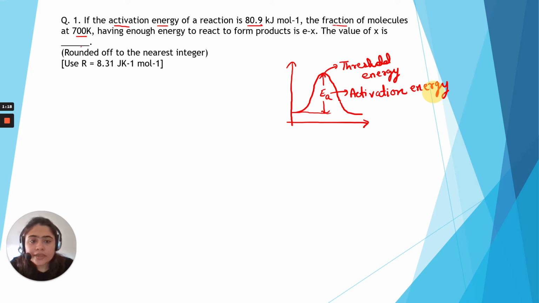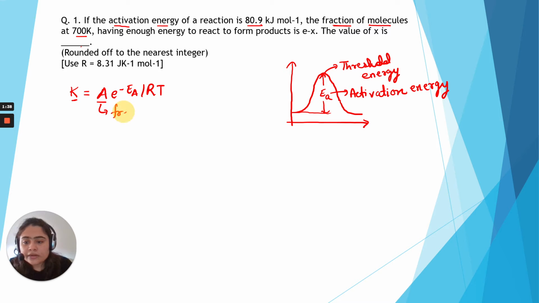Now we come to the second keyword, which is the fraction of molecules at 700 Kelvin. According to the Arrhenius equation, K is equal to A e to the power minus EA by RT, where K is the rate constant, that means the change in the concentration of reactant or product per unit time. And A is the frequency factor, which tells us the number of binary collisions taking place in the reactant molecules. Of the total collisions taking place, the effective collisions are those where reactant molecules acquire the activation energy, threshold energy, and get converted into product.